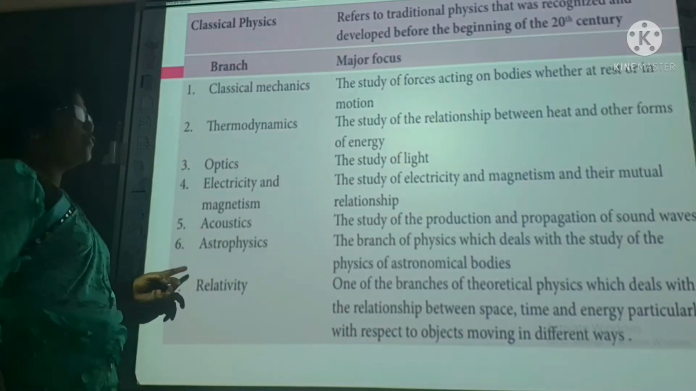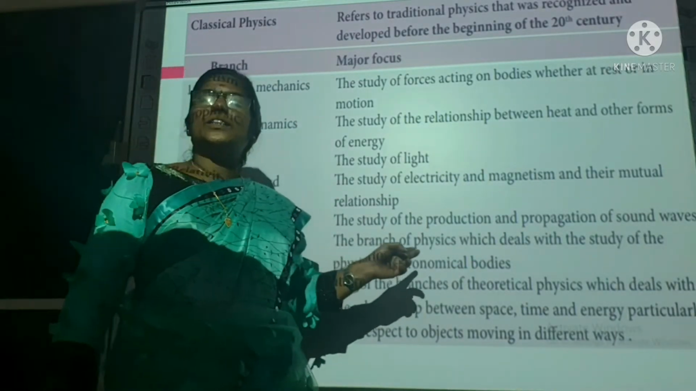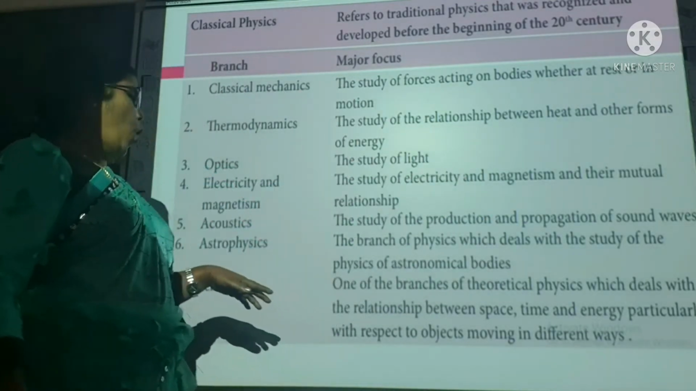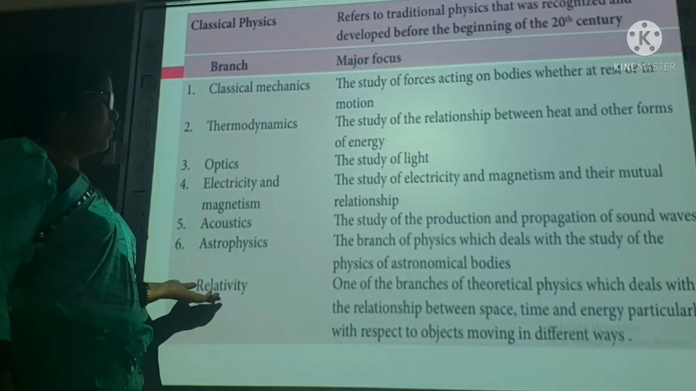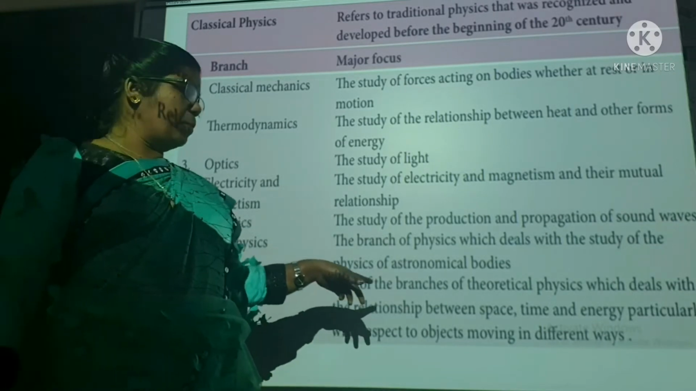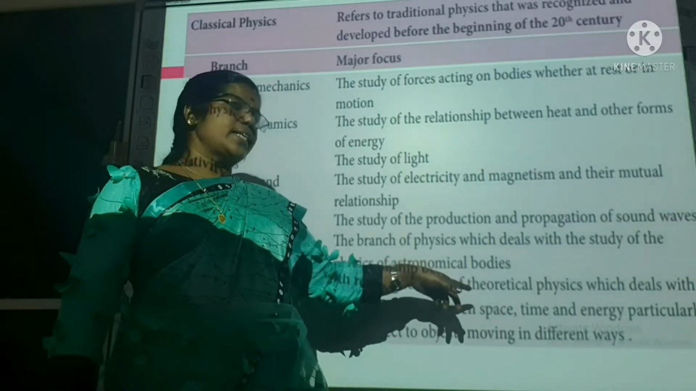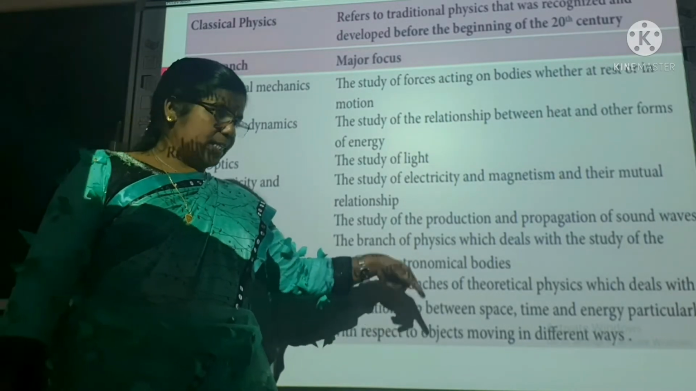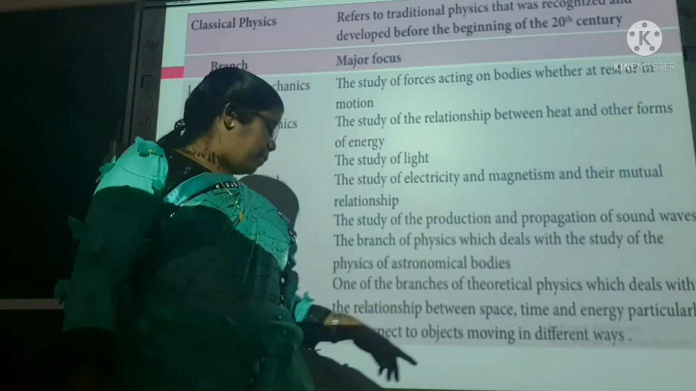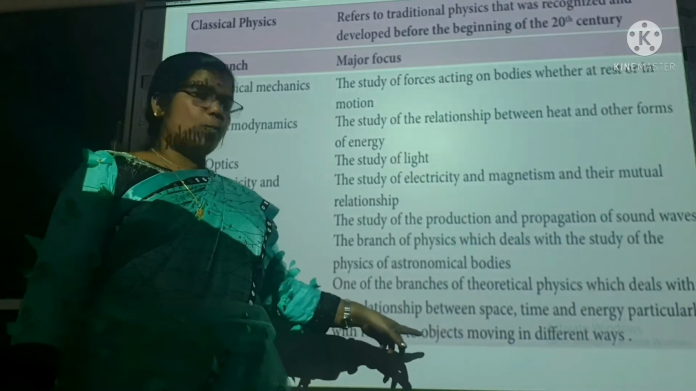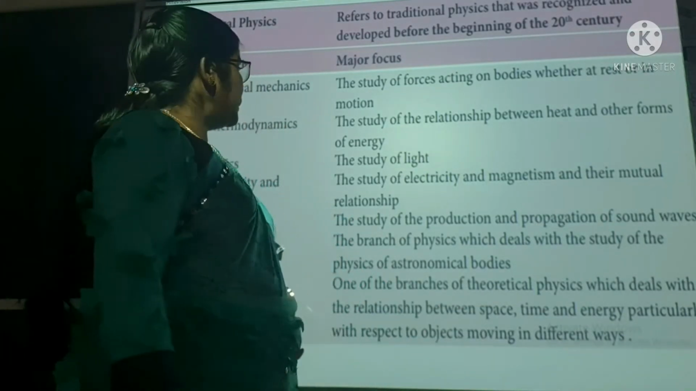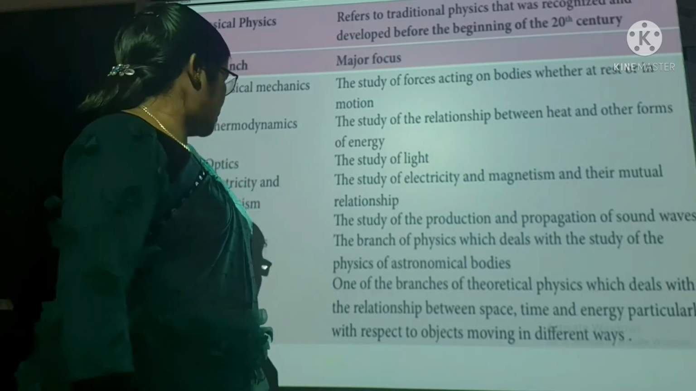And astrophysics, the branch of physics that deals with the study of the celestial objects. And relativity, one of the branches of theoretical physics which deals with the relationship between space, time and energy, particularly with respect to objects moving in different ways. These things will be studied in classical physics.